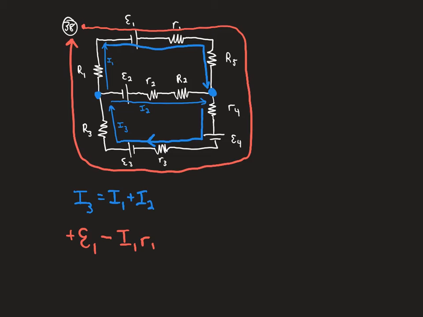Can you repeat that? So my loop is going to the right. We can see that. And my current, the I1, is also going to the right. If they're going the same direction, then it's a negative voltage.